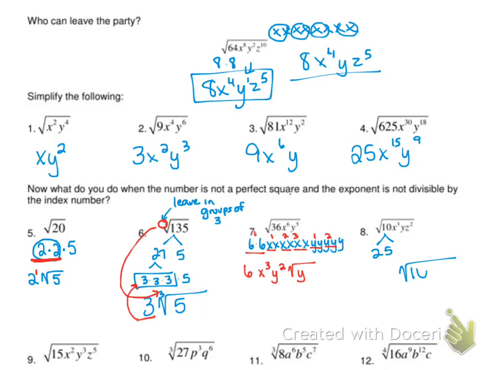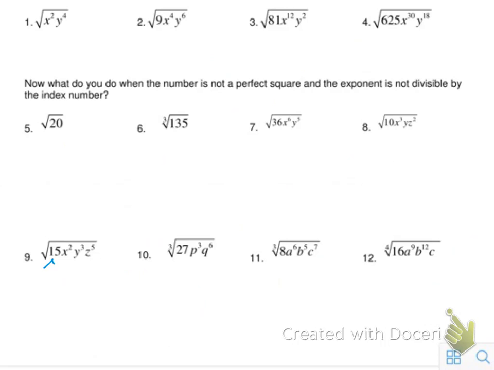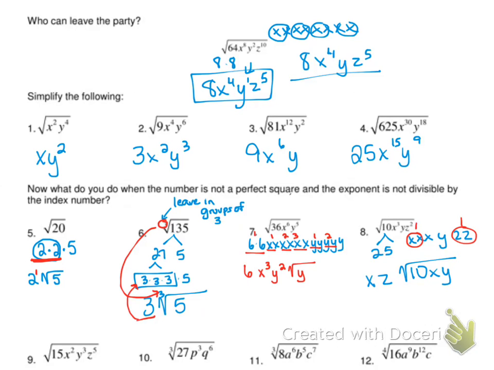So then I have 10. Now there's one set of 3's that get to leave. The y doesn't get to leave, and the z's get to leave. So I had 3 x's, 1 y, and 2 z's. So 1 pair of x's and 1 pair of y's both got to leave, but no one else got to leave that party. So 1 x and 1 y had to stay.